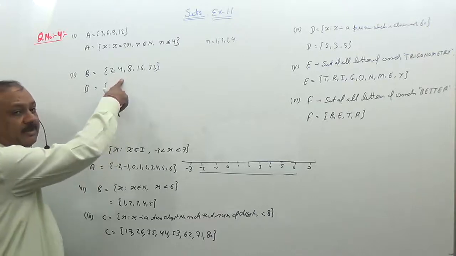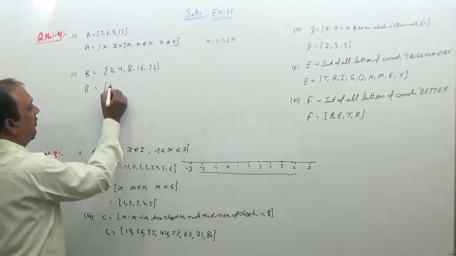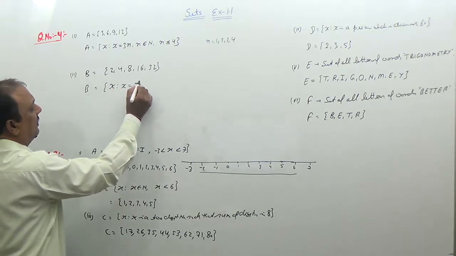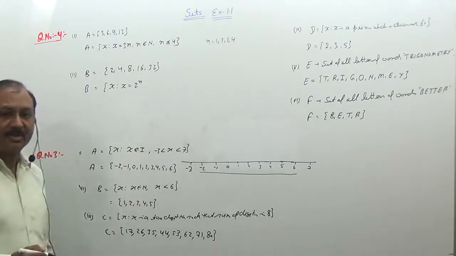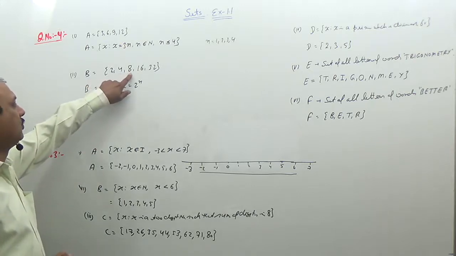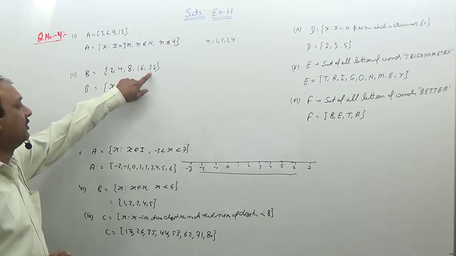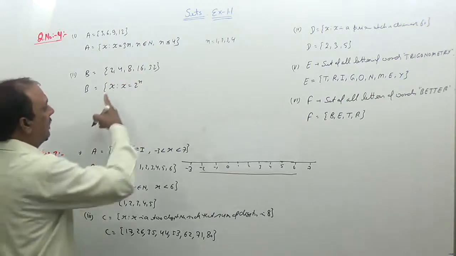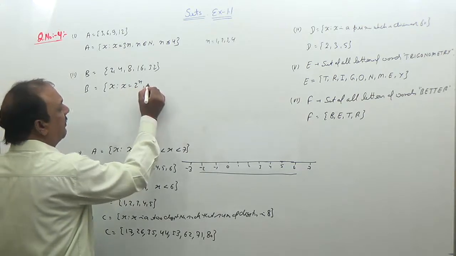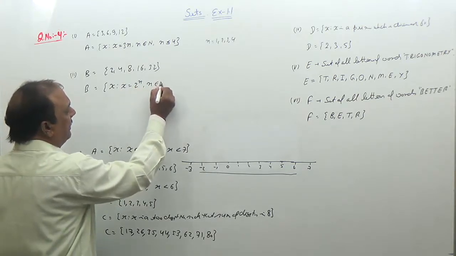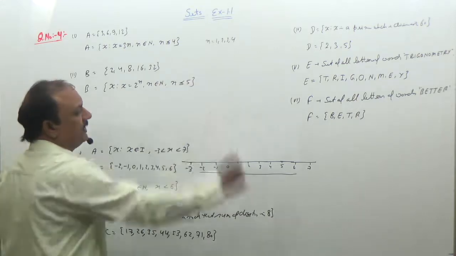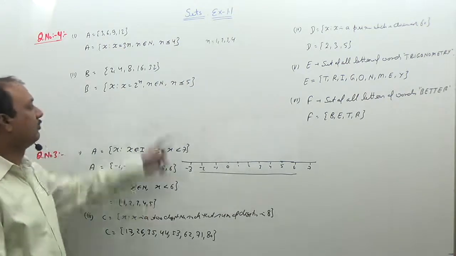We want to write down this roster form in the set builder form. So we can write x such that x is equal to 2 raised to the power n. Because this one is 2 raised to the power 1, this is 2 square, this is 2 cube, this is 2 raised to the power 4, this is 2 raised to the power 5. So x such that x is the element in the form of 2 raised to the power n, where n is a natural number and n is less than or equal to 5.